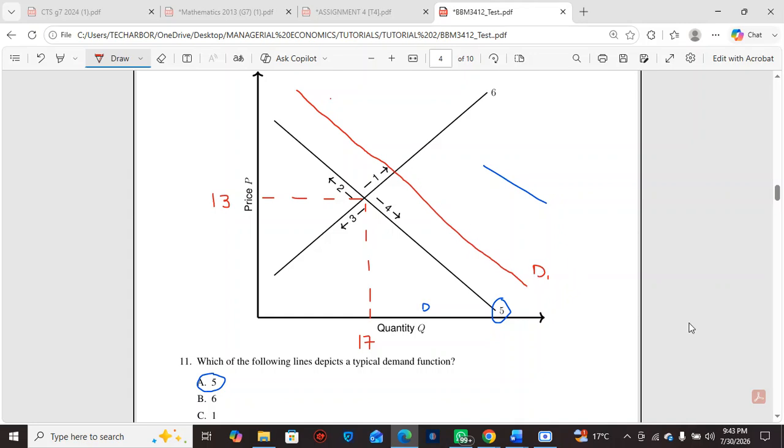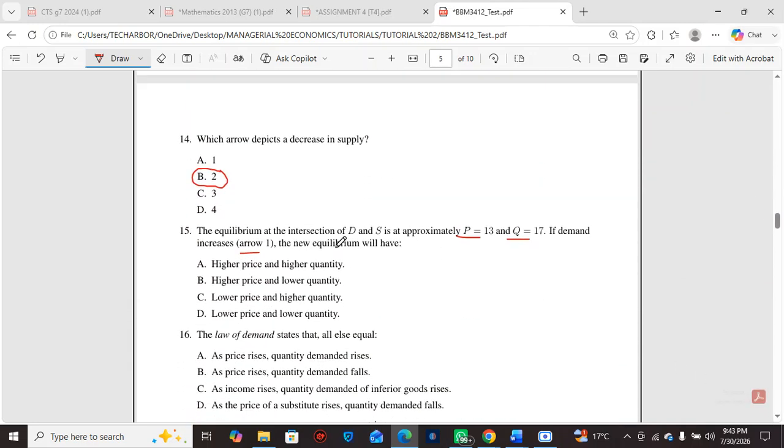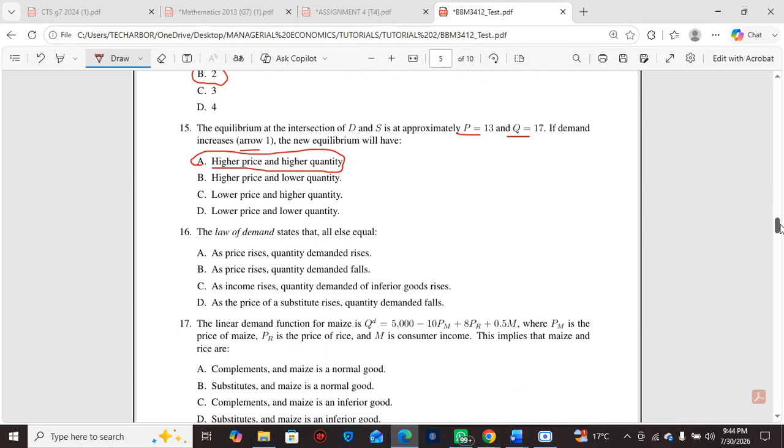So when this demand curve shifts, we're going to notice an increase in price. We'll call this P2, an increase in price, and we're also going to have an increase in quantity, Q2 here. So the new equilibrium will have a higher price and a higher quantity.